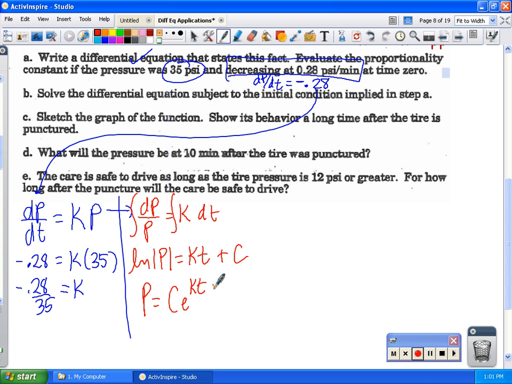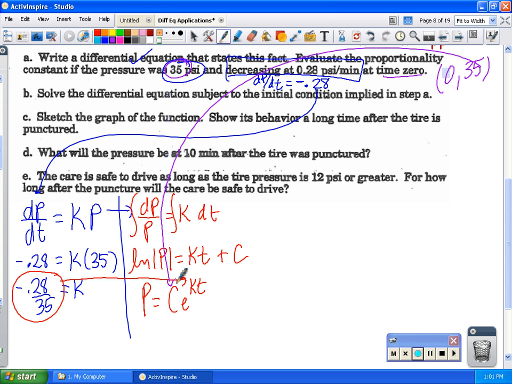You also know that we just found K, so we can substitute that in, because remember that is a constant. We also know the initial value, 35, at time 0. So when t is 0, the pressure in my tire was 35, and that can be put in place of C. So my equation becomes P, air pressure, is equal to 35 pounds per square inch, which was already in the tire before it got punctured, times e to the power of my constant of proportionality, negative 0.28 divided by 35, multiplied by t.